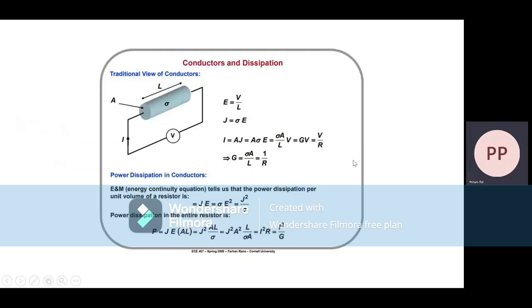Basically, how electrons flow inside a conductor, that is our main point of interest. Based on that, theorists and also experimentalists came up with some formulas and theory on how the transport is happening inside a conductor.